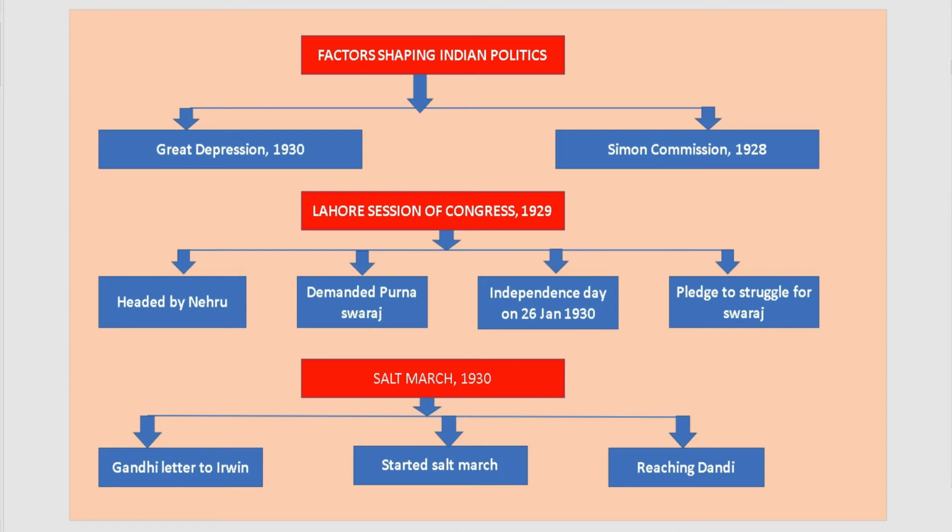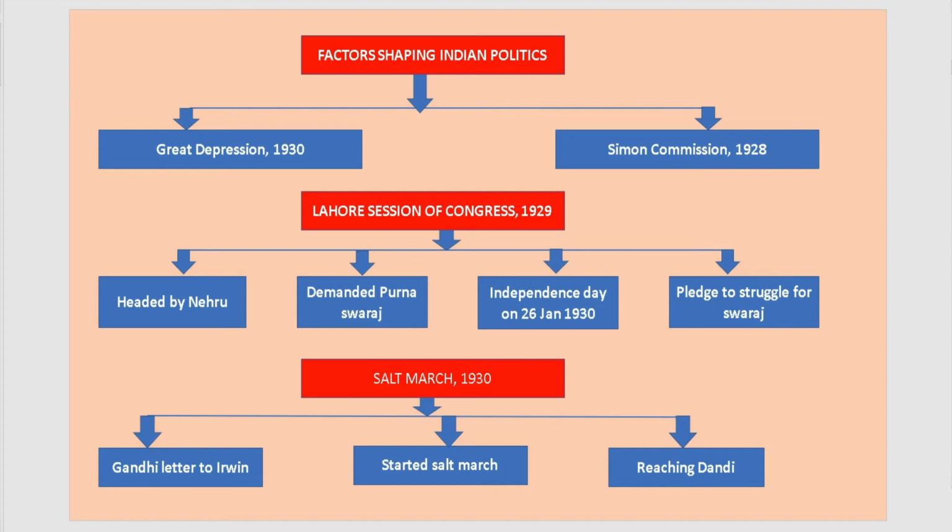Next, move to the Lahore session of Congress 1929. Here, first of all, it was headed by Nehru. Then they demanded Poorna Swaraj. They even decided that Independence Day would be celebrated on 26 January 1930. Because of that, today also we celebrate 26 January as Republic Day, not as Independence Day. That whole content you are going to read in this chapter.